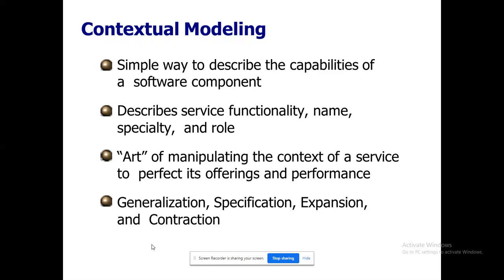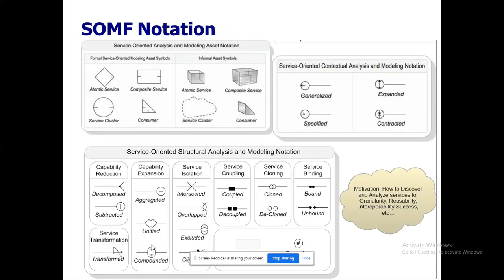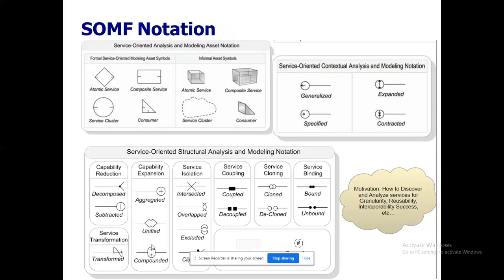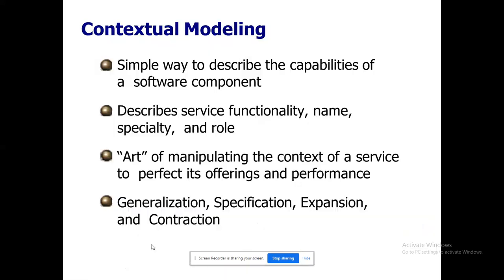Along with that, in contextual modeling we have generalization, specification, expansion, contraction. Most of them come from the basic notations that we discussed at the top right-hand corner. That is what talks about contextual modeling, which is nothing but the basic flows that it is ready to represent.